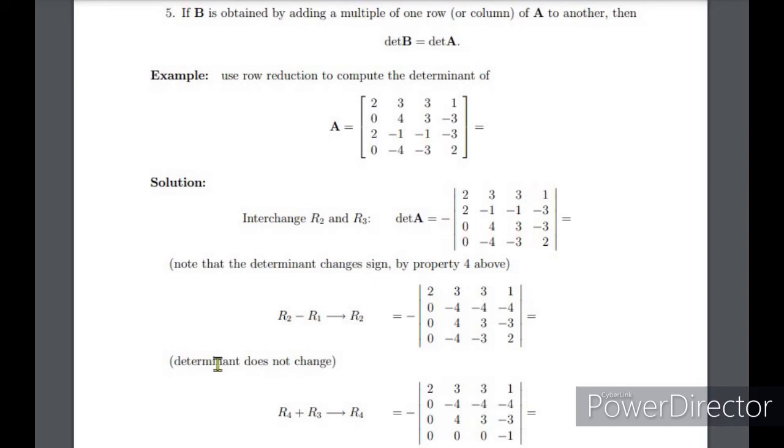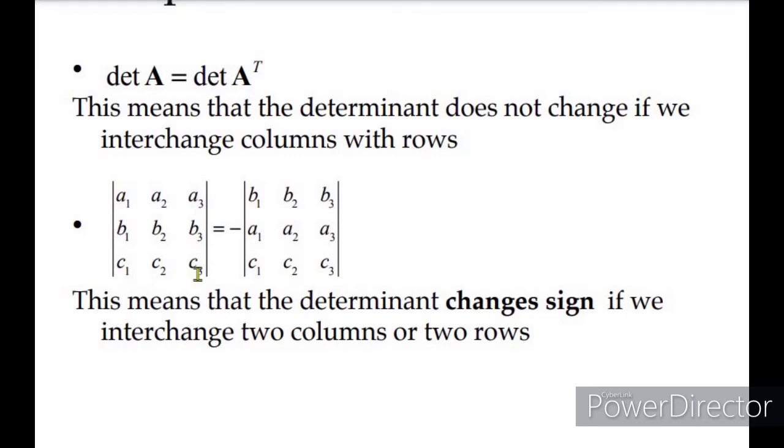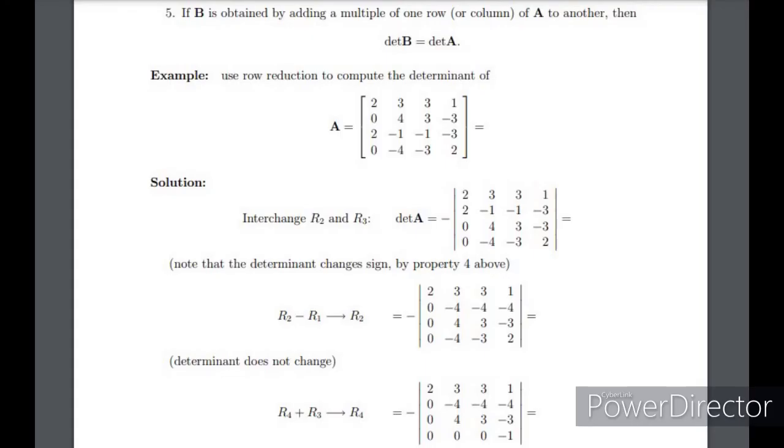Why do we do that? Because it is according to this property: when we interchange a row with a row, or a column with a column, the determinant will change its sign. If it is positive, then it will be negative. Now we will subtract the elements of the first row from the elements of the second row to get the second row.